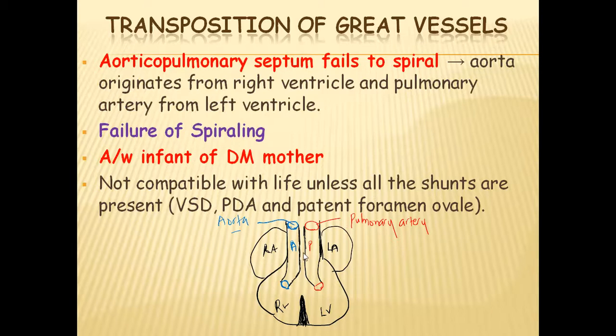And if you're looking at this picture, remember normally the aorta comes out from the left ventricle, and the pulmonary artery normally comes out from the right ventricle. But because of failure to spiral, the aorta is now coming from the right ventricle, and the pulmonary artery is now attached to the left ventricle. So in this condition, the blood coming out through the aorta is deoxygenated blood. So that means deoxygenated blood is what is going to the systemic circulation.